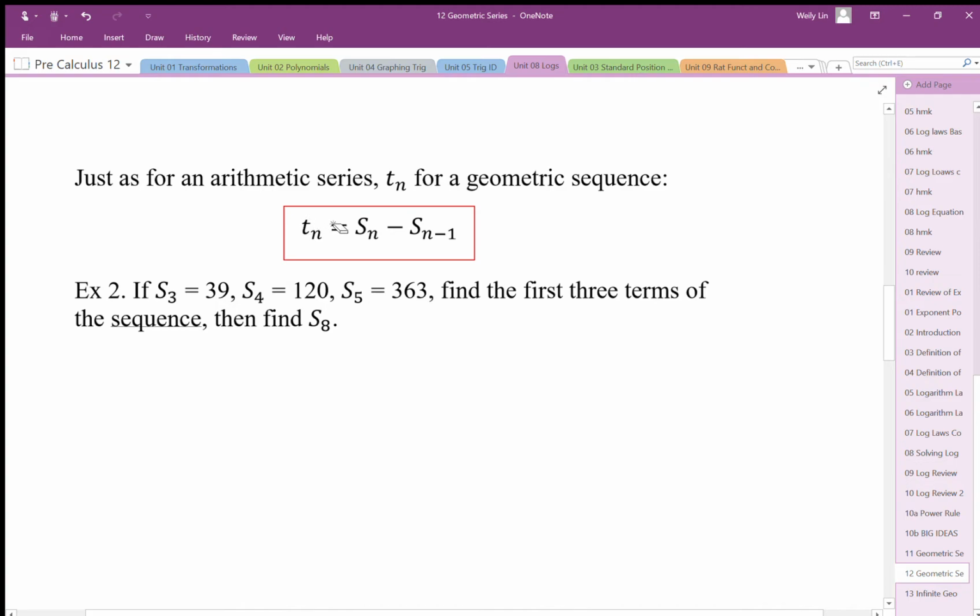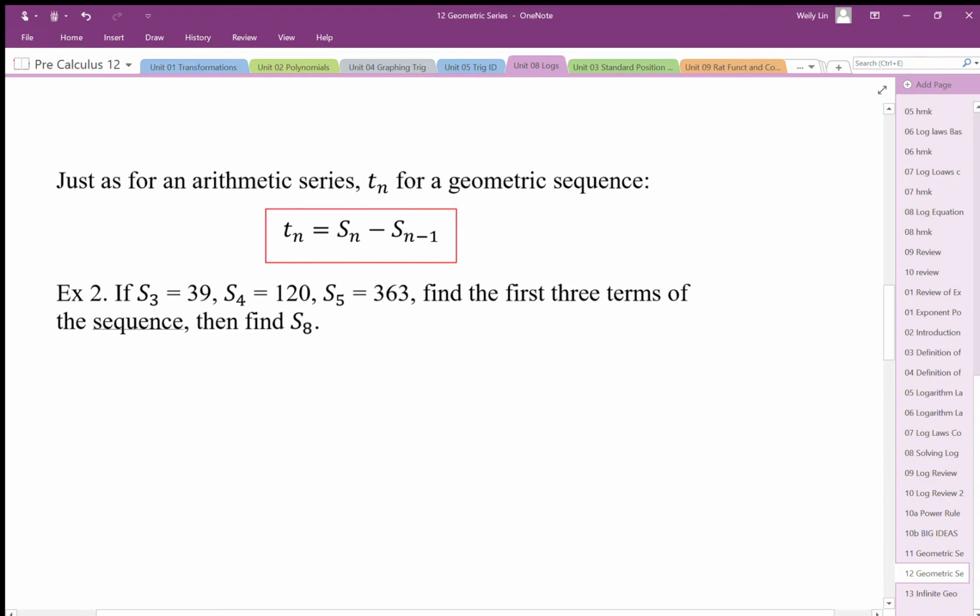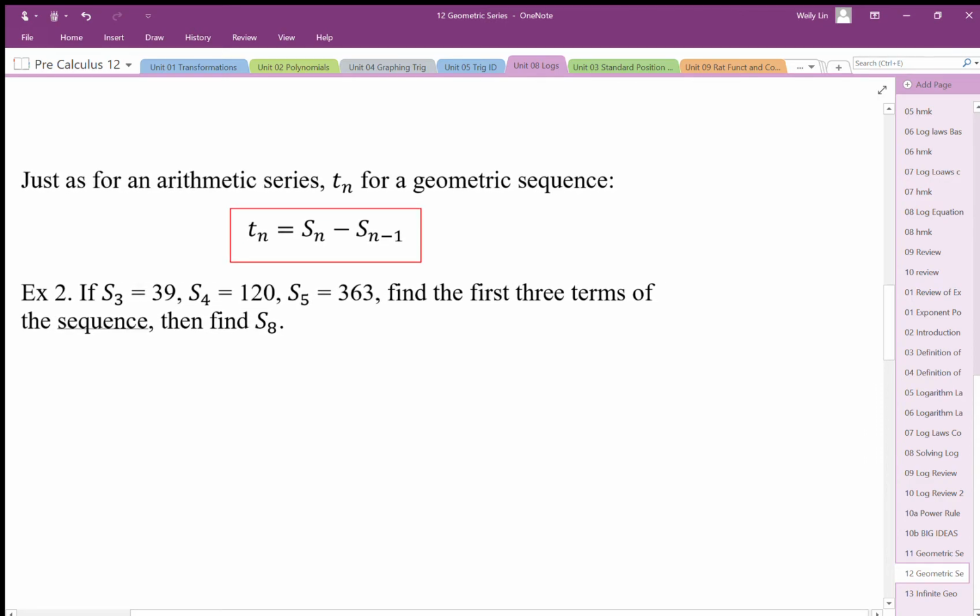I know that the Tn is going to be found from Sn minus S(n-1). The reason is that if I take the sum of n minus 1 terms and I add the next term, I'm going to end up with the sum of all those terms. So this represents the sum of all the Tn's up to before Tn, and if I add Tn, I'm going to end up with Sn. So the rearrangement of this formula ends up with that. If I want to find out Tn, I can subtract terms.